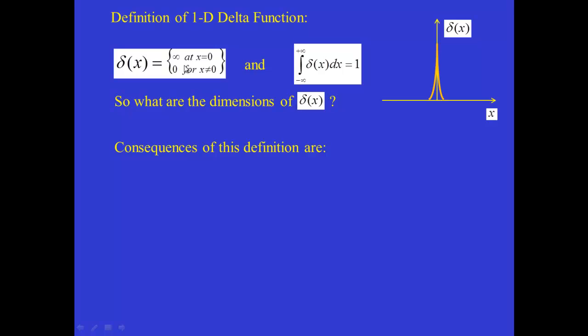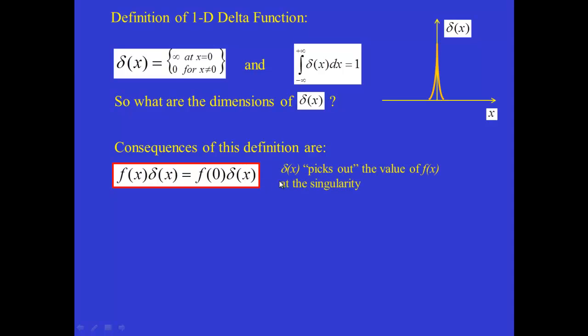Another consequence of defining the delta function this way is that if we multiply the delta function by another function f of x, we can take that product and replace it by simply the value of the function at the singularity times the delta function. And that's because the delta function is 0 everywhere except for the singular point. And so we can forget about all the other values of x at which this function might be defined and only write this as f at point 0. And a way of thinking about this is that multiplying a function by the delta function picks out the value that it has at the singularity.